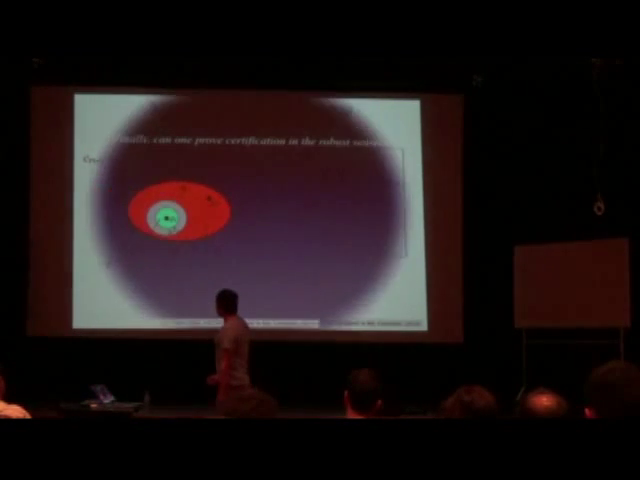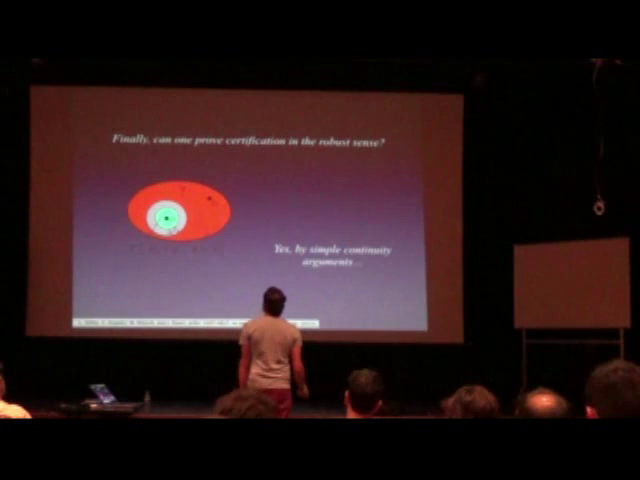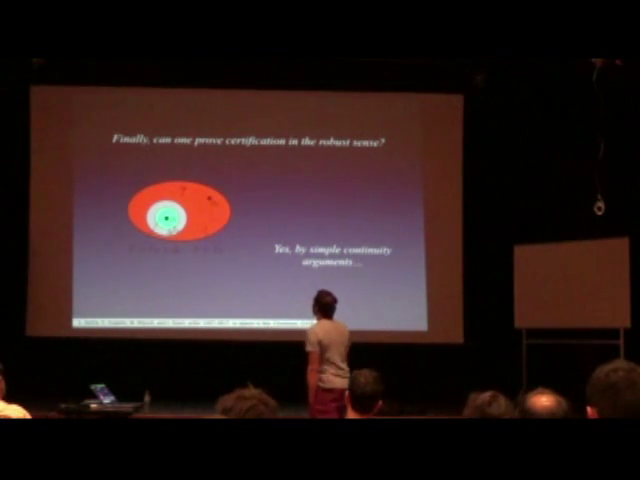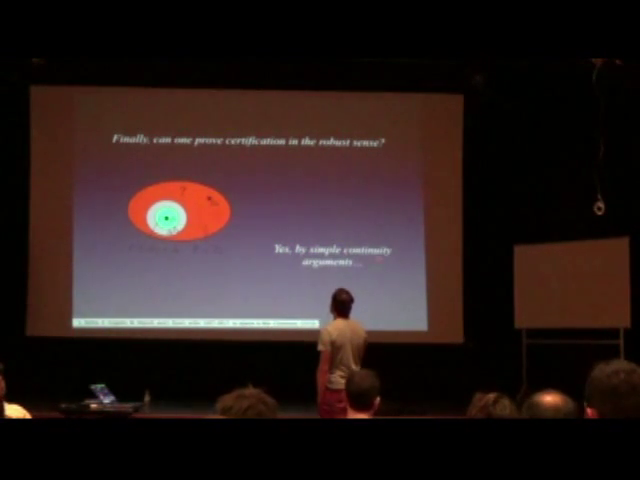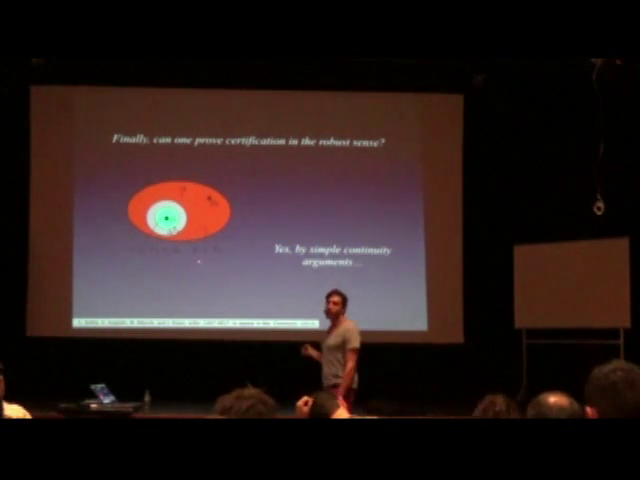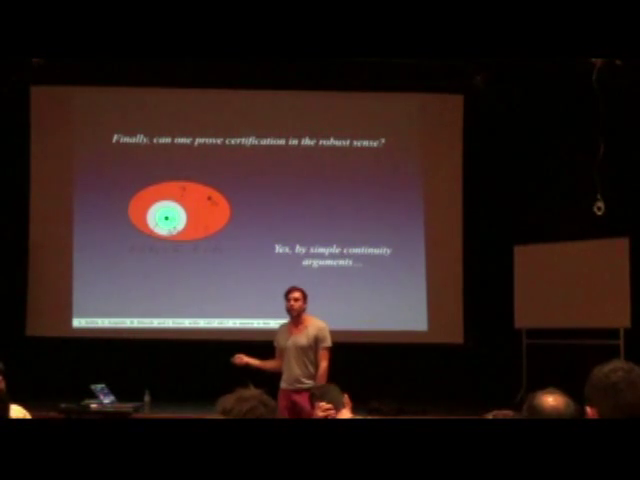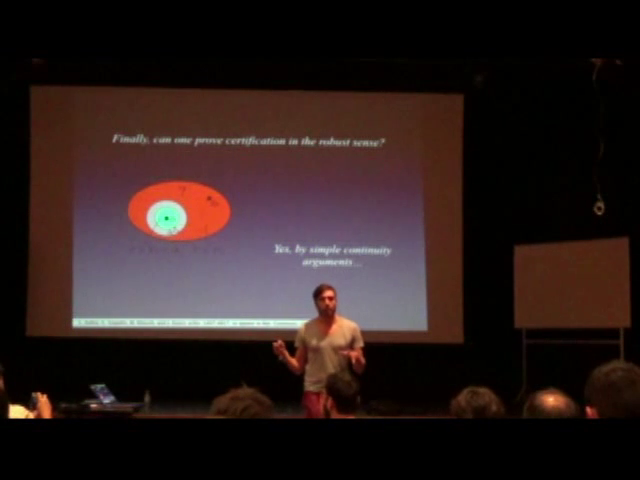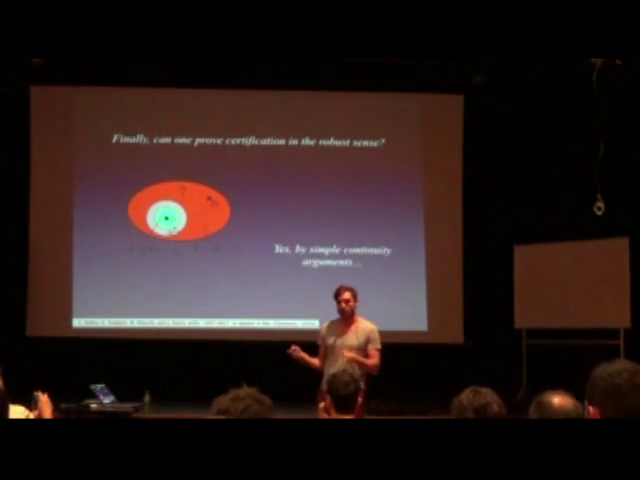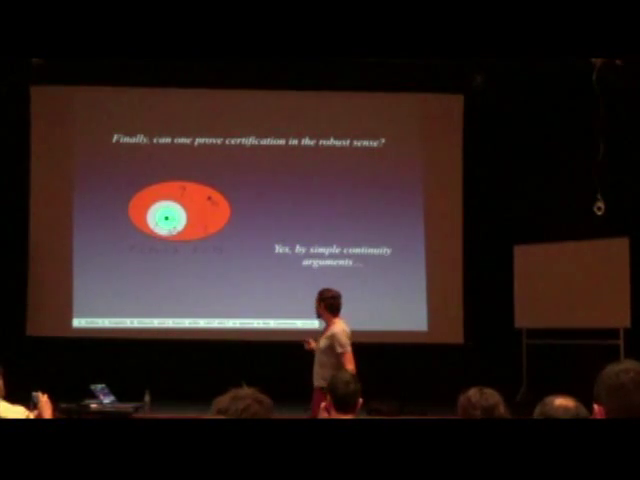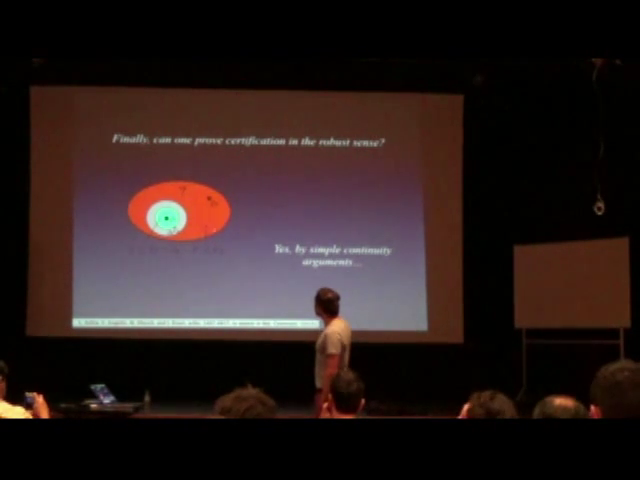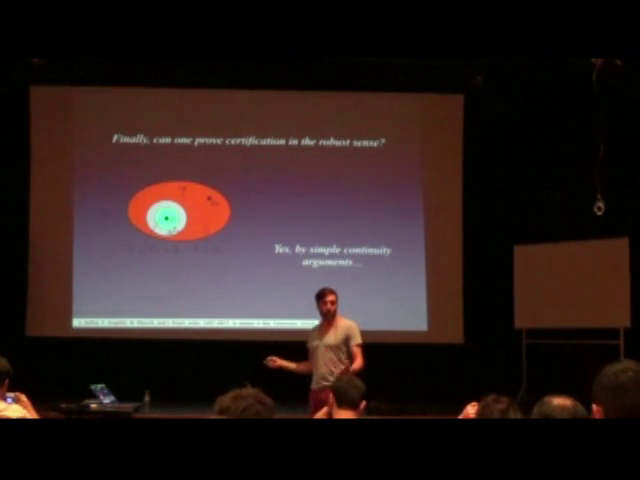I'm not going to bore you too much. I'm just going to tell you that due to simple continuity arguments, you can show that if you have an efficient certification test with the certification defined in the practical notion, then you can extend it to certification in the robust sense, and it's still efficient.